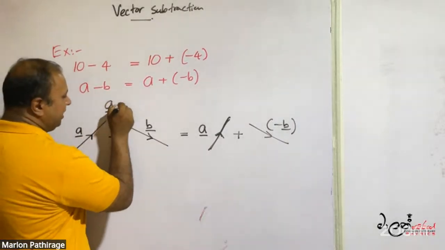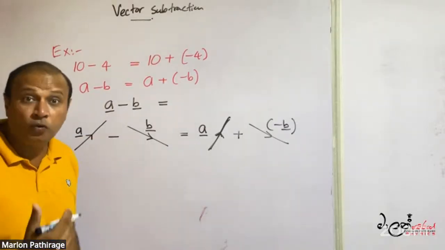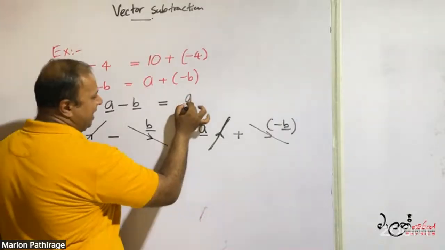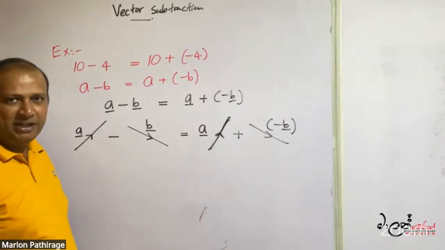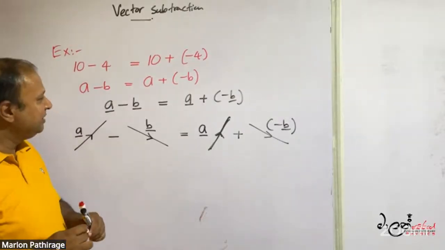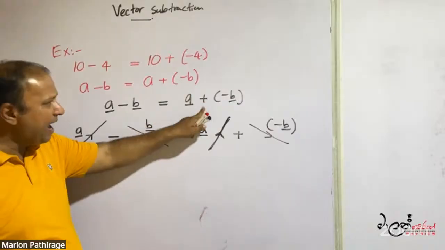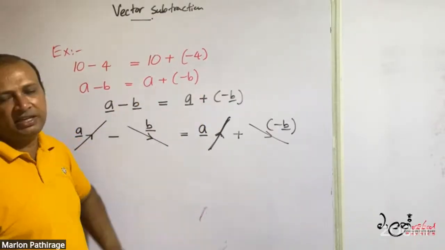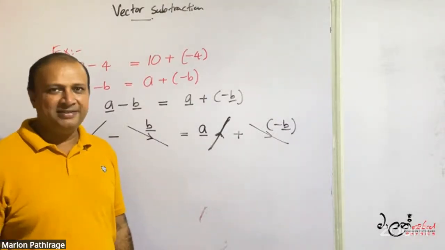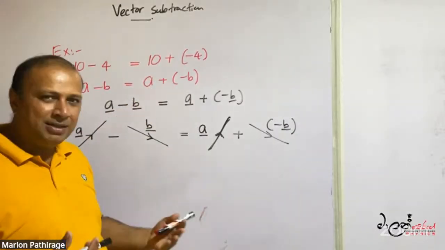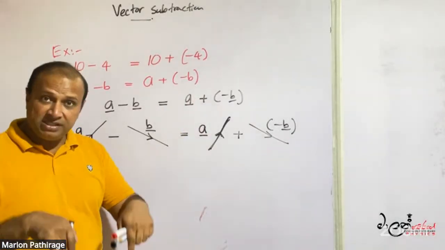Vector A minus vector B can be written as an addition: A plus minus B. The first vector is written as it is, and you add the negative vector of the second vector. This is very interesting. If it is a negative number, it is just a number. Now this is a negative vector.